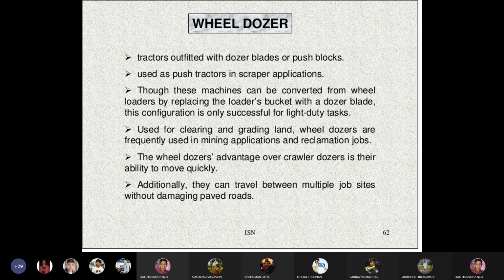They are used for clearing and grading the land. Wheel dozers are frequently used in mining applications and for reclamation jobs. The wheel dozer's advantage over a crawler dozer is its ability to move quickly. Additionally, they can travel between multiple job sites without damaging the paved roads.